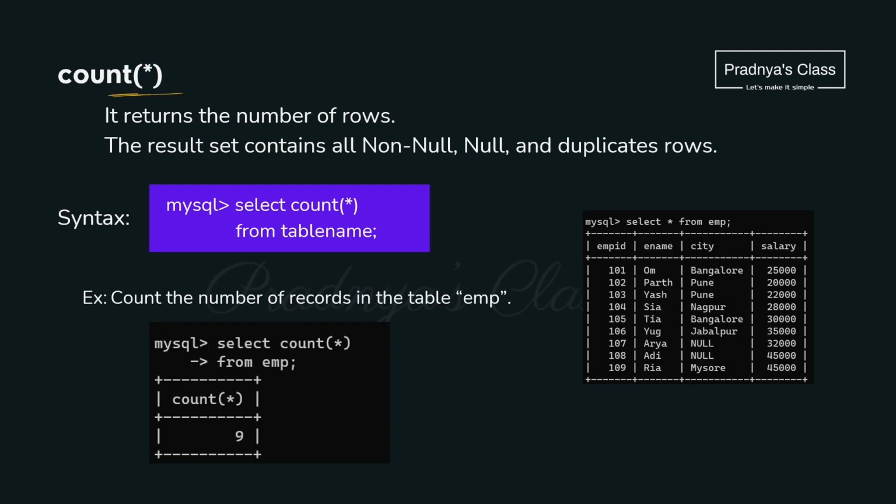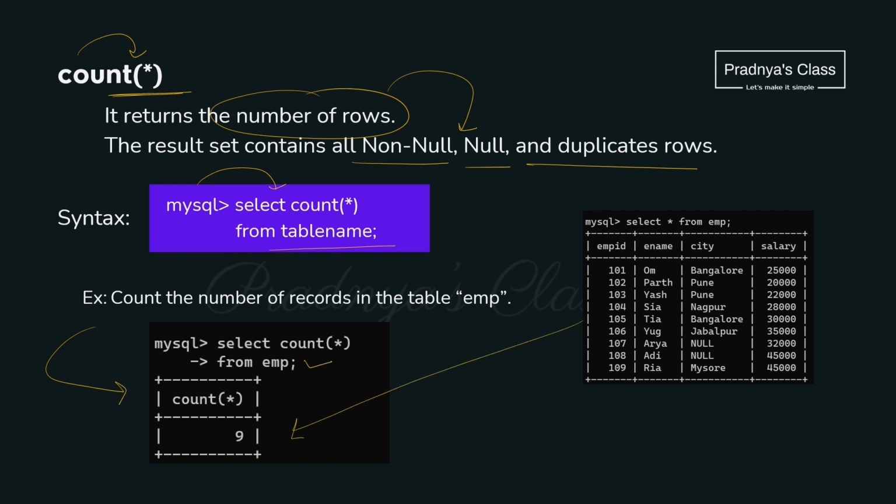Let's try to understand the first form, that is count star. It returns the number of rows. When it returns the number of rows, it contains not null, null and duplicate values. It means count star includes everything. Look at the syntax. Select count star from table name. Here is one example. Select count star from employee. Look at the output. Total number of rows are 9. There were 2 null entries, that too got counted.